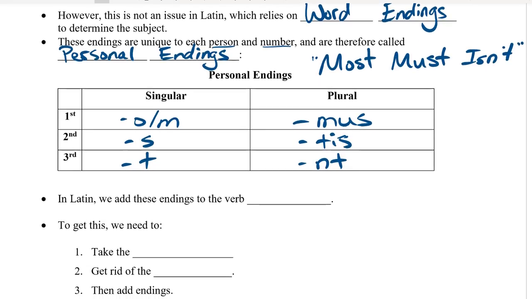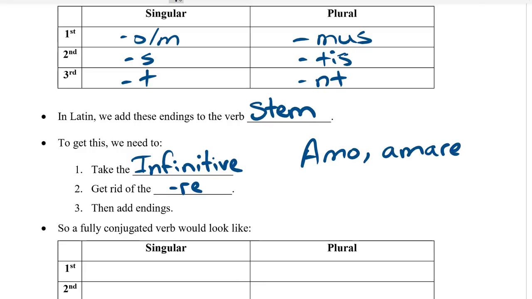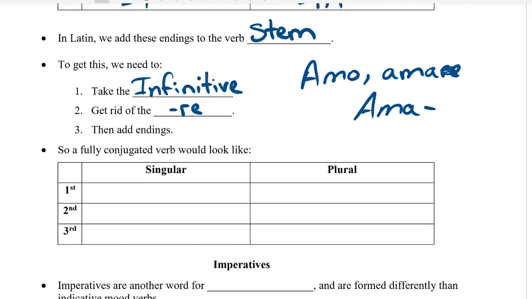Okay, it relies on word endings, but we still need to add those endings to something, or else they're not endings. And what we add them to in Latin is our stem. To get this stem, all you do is take your infinitive, that second part of your verb, and you get rid of the RE. So if we look here, we have amo, amare, amavi, amatum. We take off that RE, and we're left with ama. And then we add those endings. So we keep ama here.